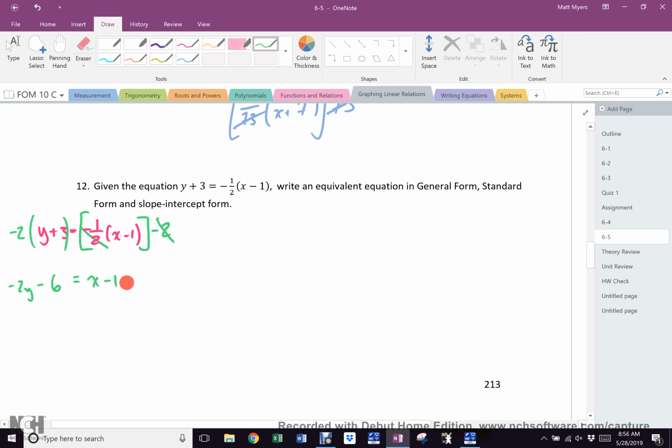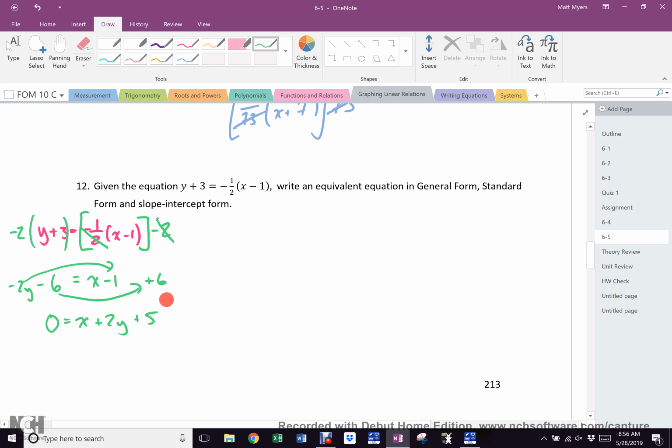Now, what do I do with that? Is my x positive? So should I move them? Everything else moves now, correct? Let's move it. What's going to happen to that y? Positive 2y. What's going to happen to that negative 6? Positive 6. What's 6 minus 1? Is that general form? Okay.